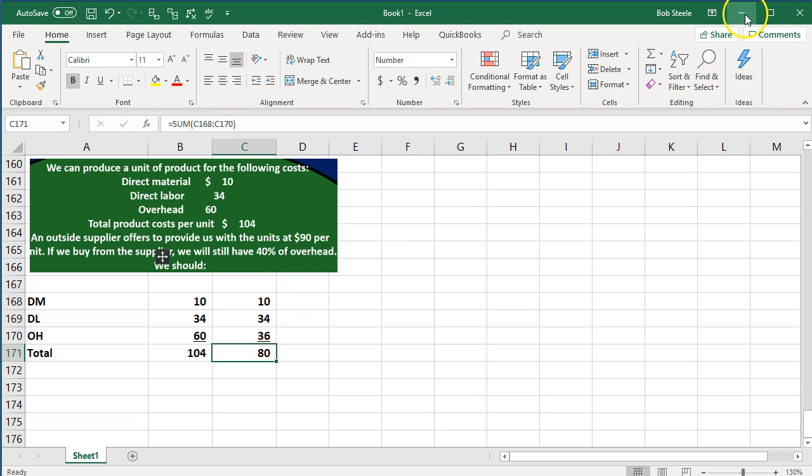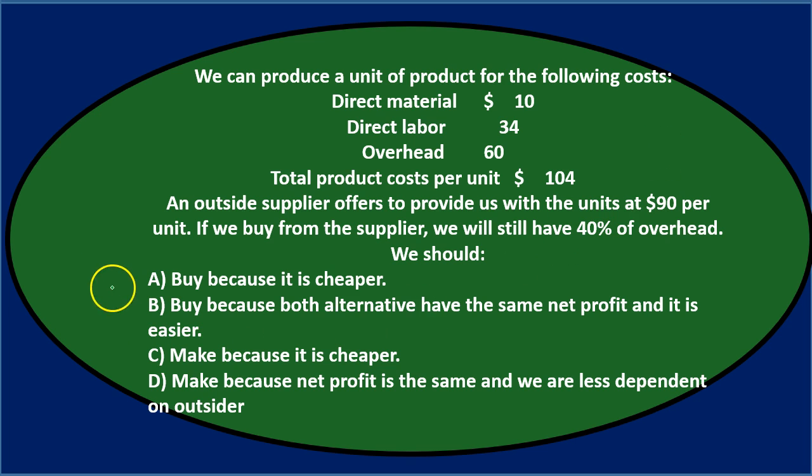So what do we want to do? We want to keep producing them internally. So here we go. Buy because it's cheaper. No, it's not cheaper to buy. Buy because both alternatives have the same net profit and it's easier to buy. Yeah, if they both have the same profit, that might be a consideration.